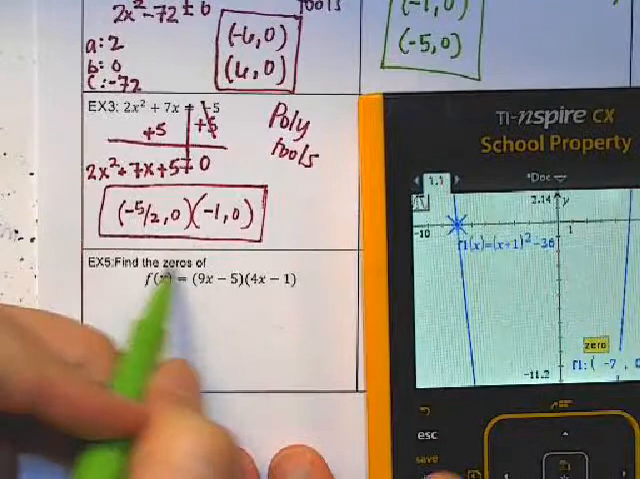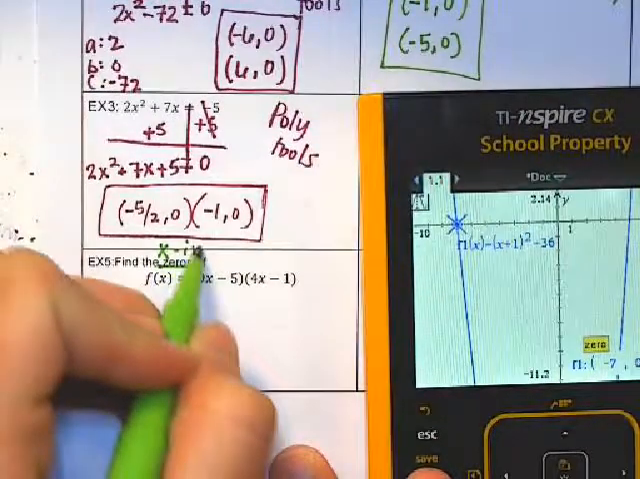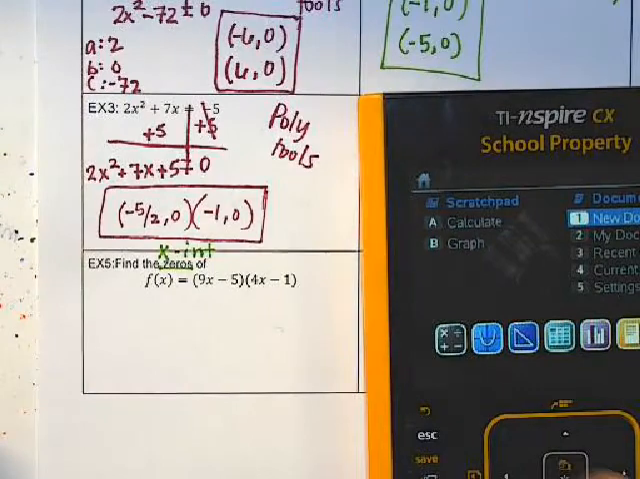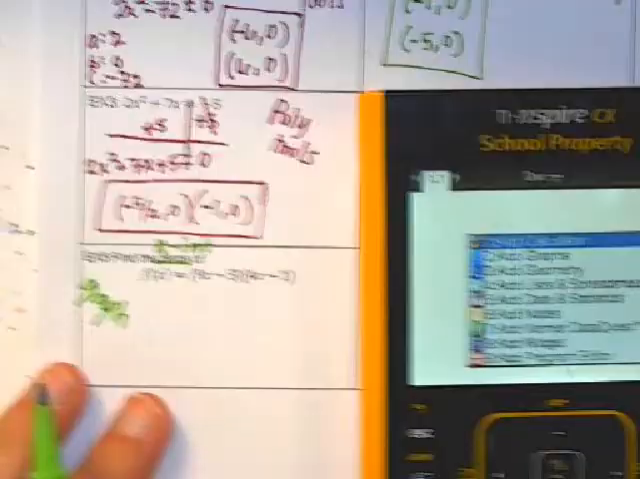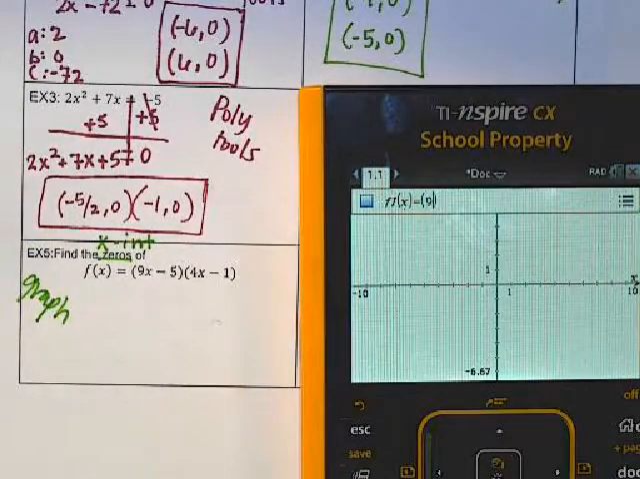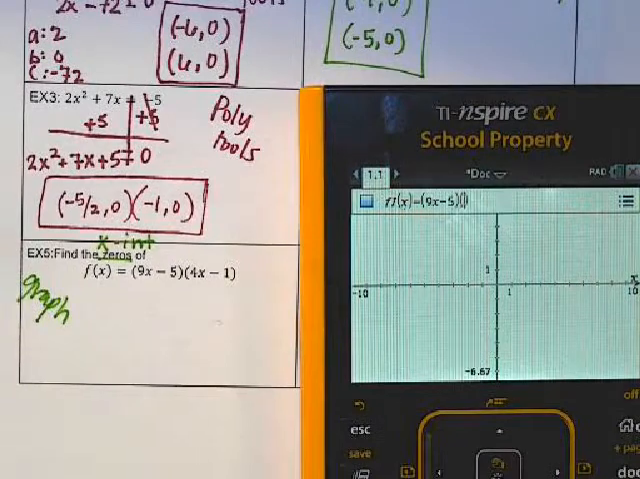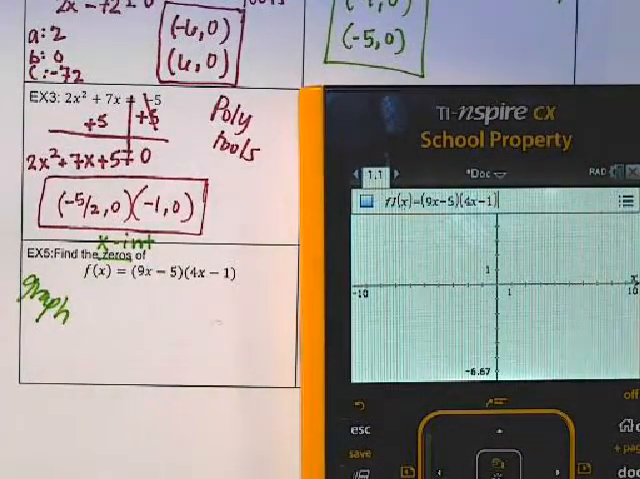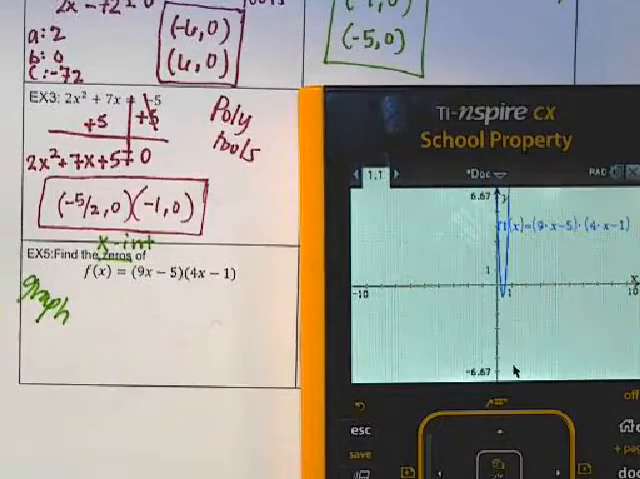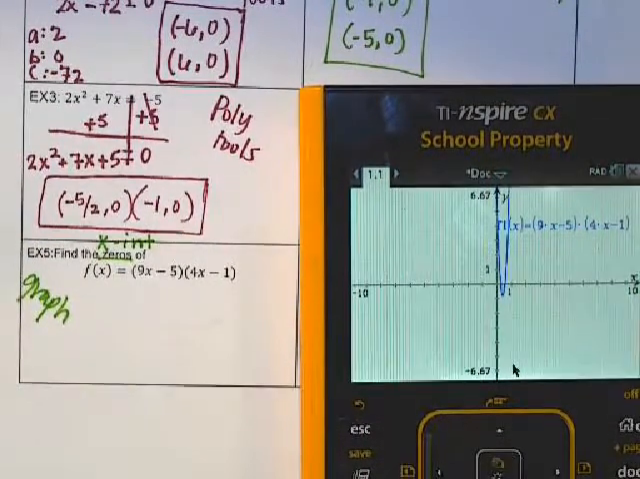Okay, look at number 5. Find the zeros. What's zeros mean? x-intercept. Okay, so does it have parentheses? Yes. Yep, so this is going to be a graph. I'm going to plug it in exactly how it looks. 9x minus 5 times 4x minus 1. Skinny mini, right? Yes.